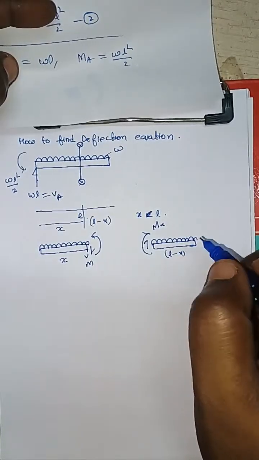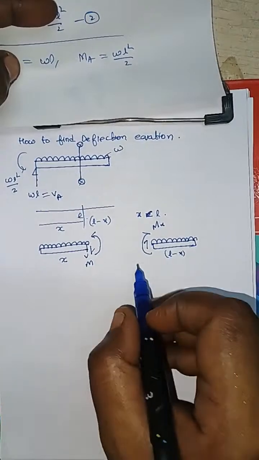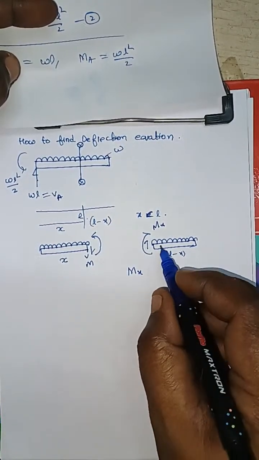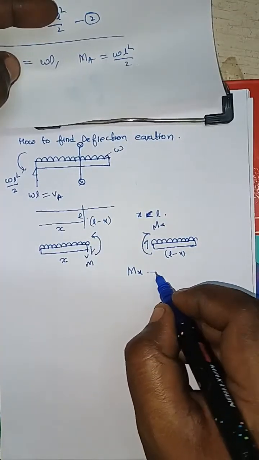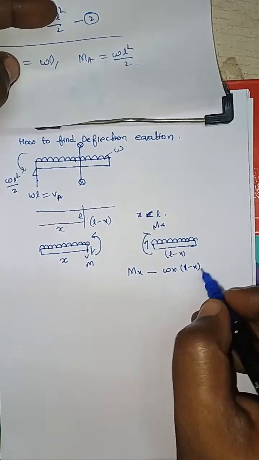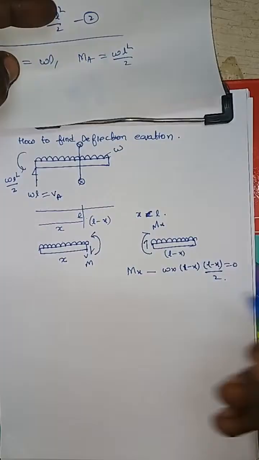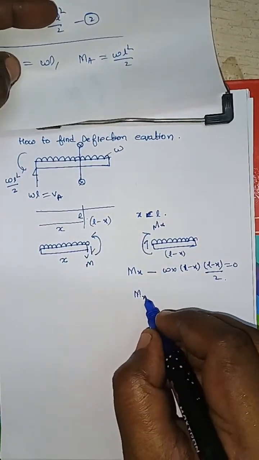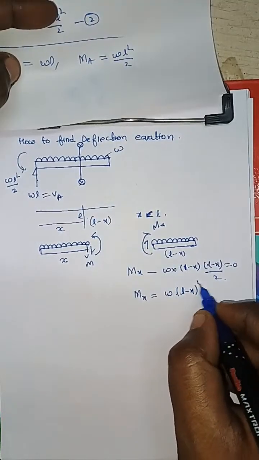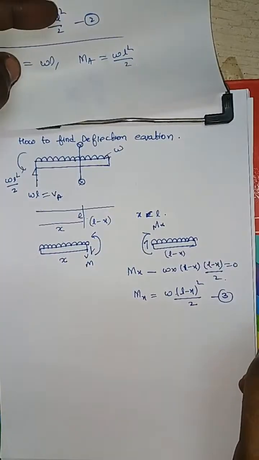Now writing the moment equation is very simple for this body. This is M of x, and this particular load is going down, so minus w into (L minus x) into (L minus x) by 2 is equal to 0. So M of x is equal to w into (L minus x) whole square by 2. This is our third equation.